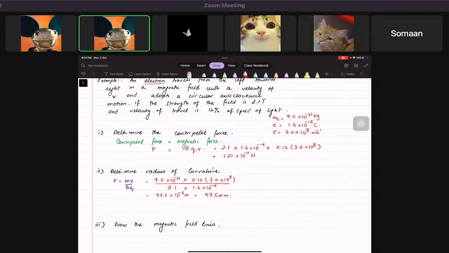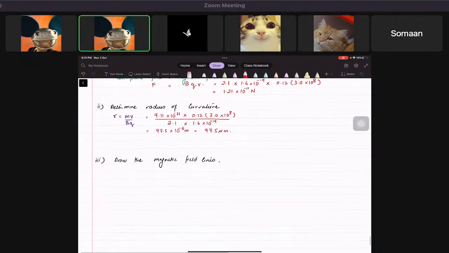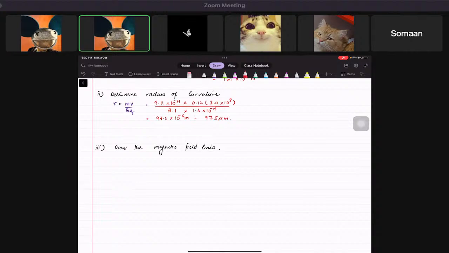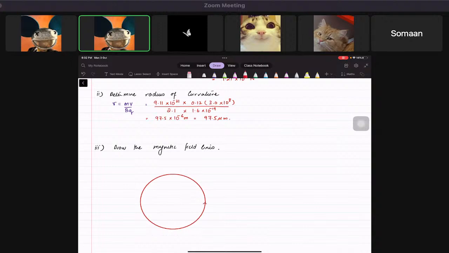Cool. Now the most interesting question is the last one, because here the question says that an electron travels from left towards right in a magnetic field with a velocity of v and adopts a circular anti-clockwise motion, which means that if you draw the path of the electron, it should look something like this, going anti-clockwise like this, and this is an electron. So we want to draw the magnetic field.